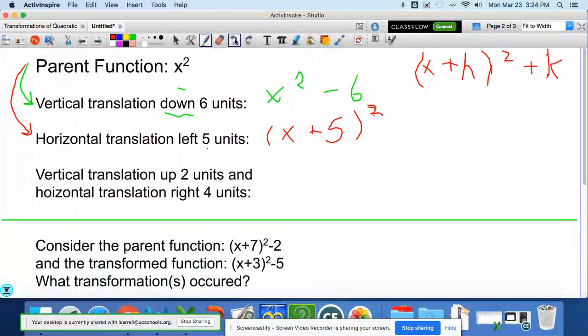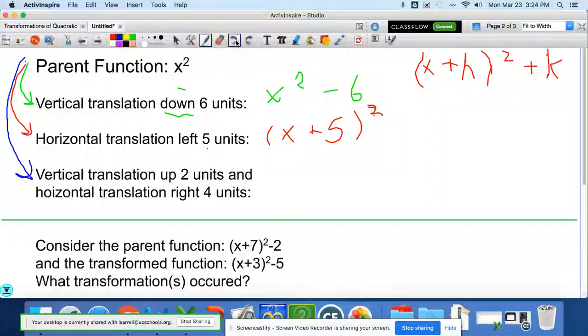All right, now let's combine a couple of these things. And again, feel free, pause this, rewind this, listen to it back, do what you need to do. Let's go up 2 units and right 4 units. We're starting with the parent function of x squared. If we want to go up 2 units, that's a +2 way out on the end. You can write that one first if you want, you can save it for later, whatever floats your boat.